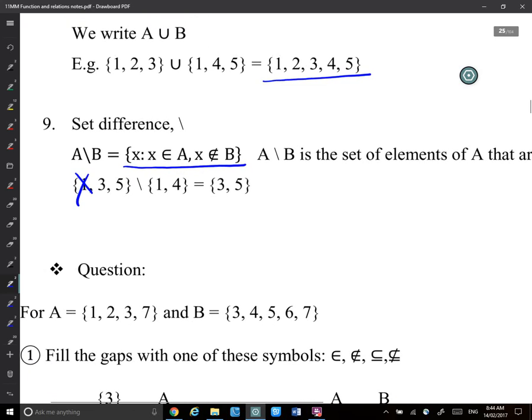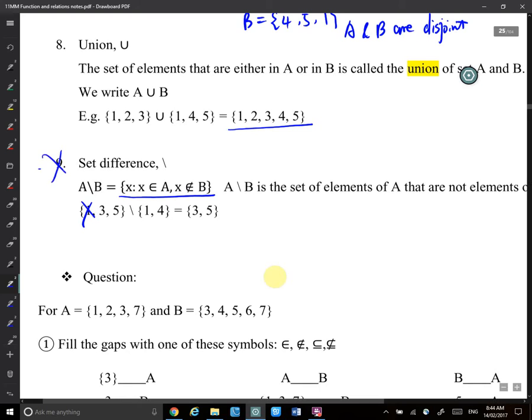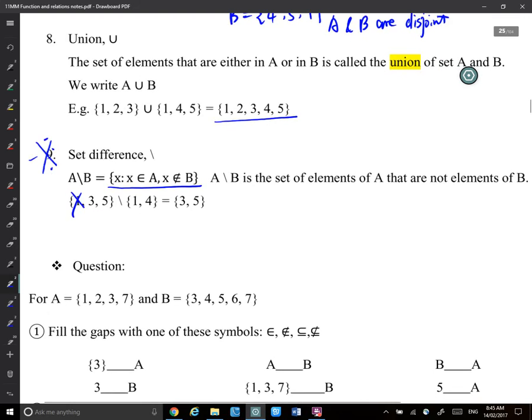Okay, so let's talk about set difference. Set difference is very important because we use it a lot when we talk about domain and range. You must understand what the set difference means.